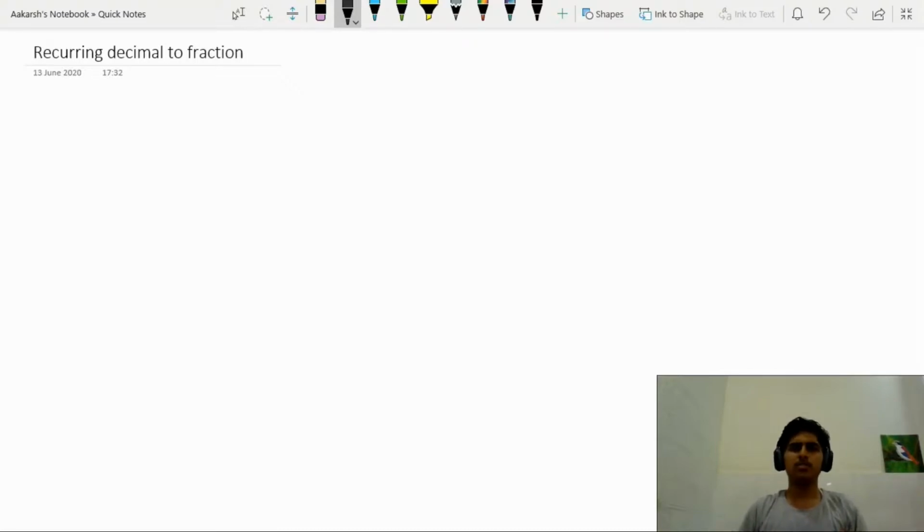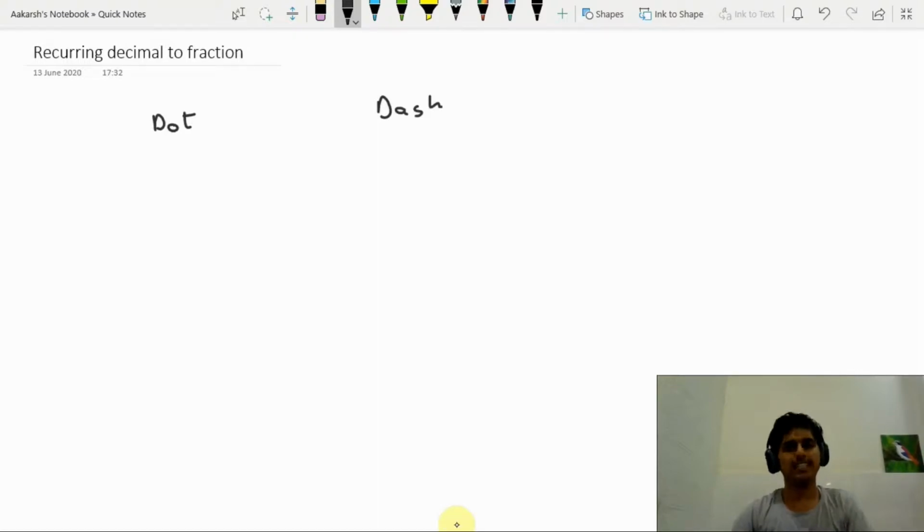Today our topic, as you know, is recurring decimals to fractions. So first, let's get a hang of what the notation is. How do you identify recurring decimals? There are two methods basically. The first one is the dot notation, wherein you use a single dot or two dots to represent the recurring decimals, and the other one is a dash notation.